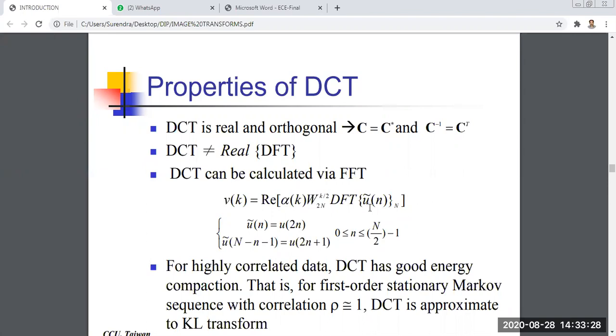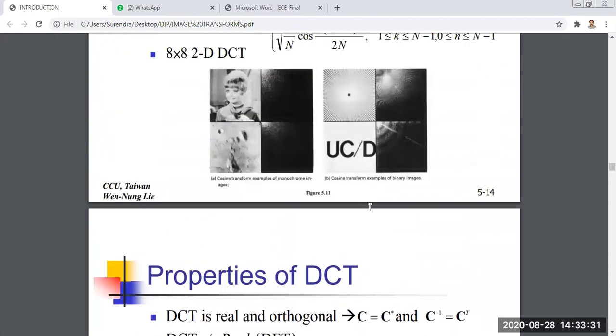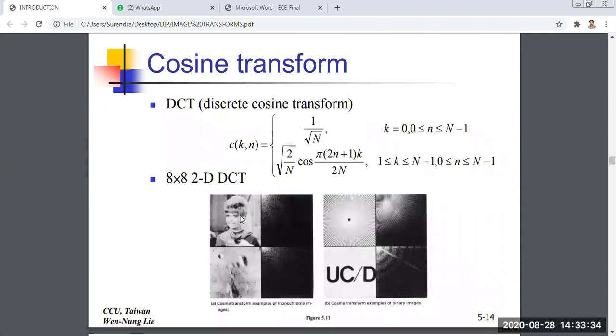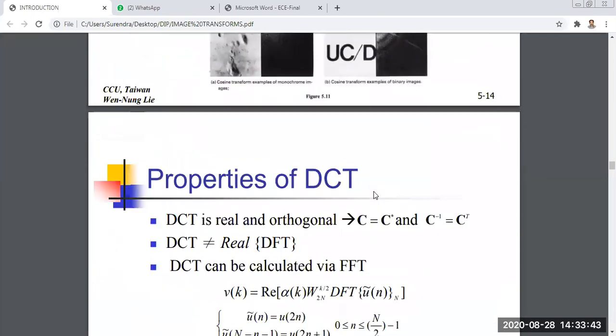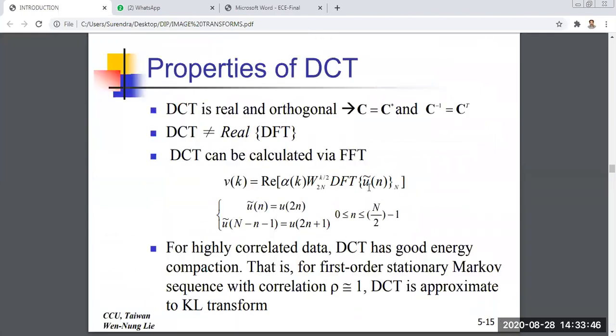What is u of n actually? Here there is the image u of n. In the expression we are calculating based on the capital N number of points only, but actually, in the property, your u of n is the input image. Complement means the reverse. So first consider u of n and calculate the u complement of n, and take the discrete Fourier transform of it, which is multiplied with the coefficients W power k by 2 into 2.